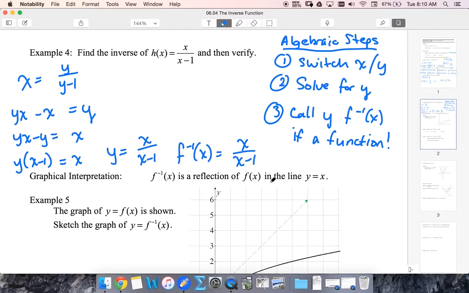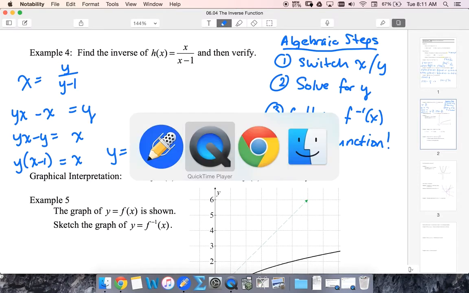So we can test this. One of the ways that we've seen our inverses is when we looked at the log graph, and logs and exponents we saw were a reflection over the line y equals x. That's true for any inverse. So let's go have a look at this on Desmos.